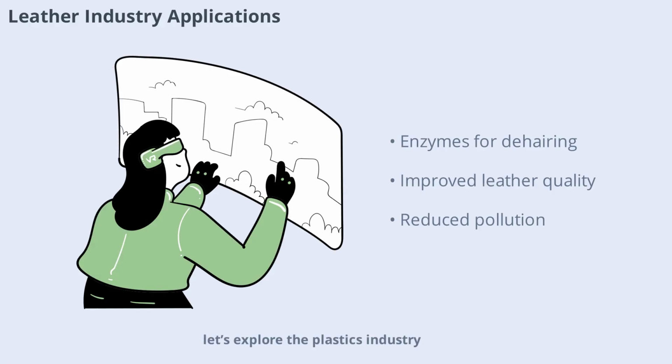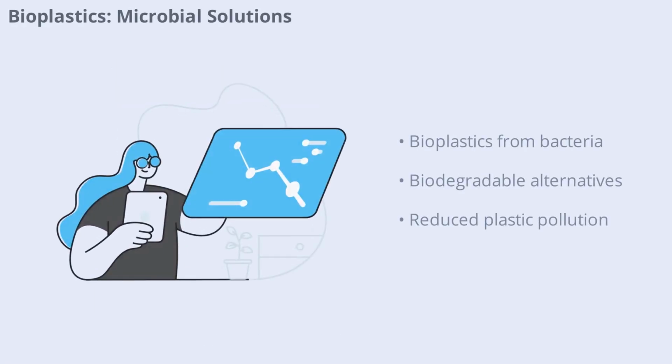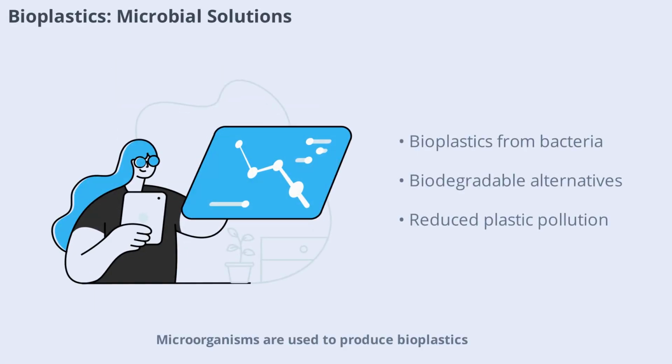Now, let's explore the plastics industry. Microorganisms are used to produce bioplastics, which are biodegradable alternatives to conventional plastics. Bacteria can synthesize polymers like polyhydroxyalkanoates, PHAs, from renewable resources. Bioplastics reduce plastic pollution and reliance on fossil fuels. Advances in microbial engineering are making bioplastic production more efficient and scalable.